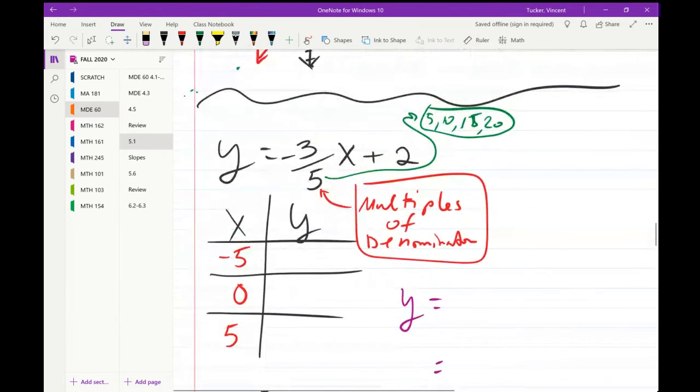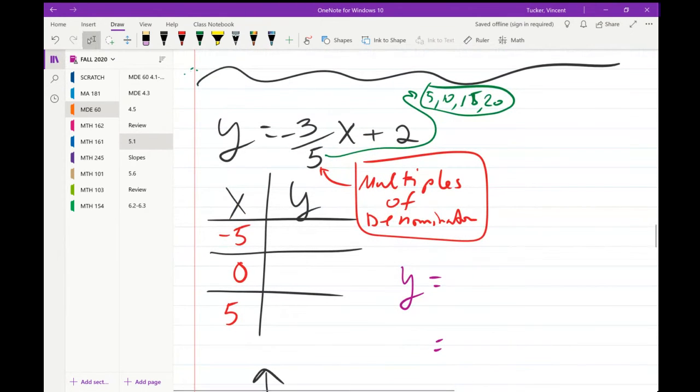All right, so when I look at negative 3/5 x plus 2, I'm going to choose values that relate to my denominator so that I can cancel out the fact that I have a fraction. So what I'm going to do is choose multiples of my denominator. So notice my x column, I have negative 5, 0, and 5. Remember, before I chose negative 1, 0, and 1. Once again, you have a fraction. So you want to be more strategic.